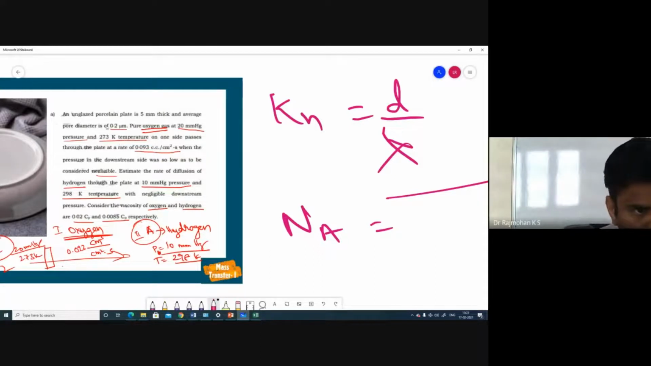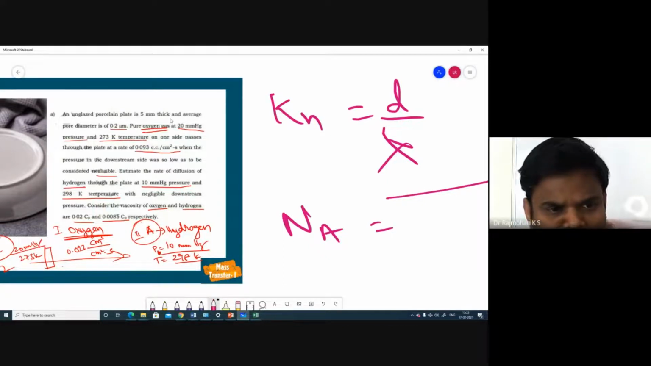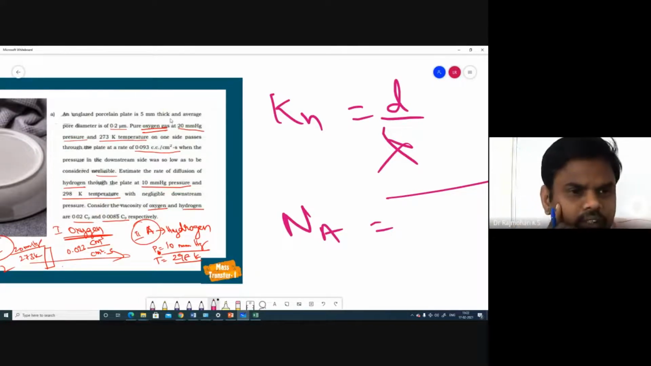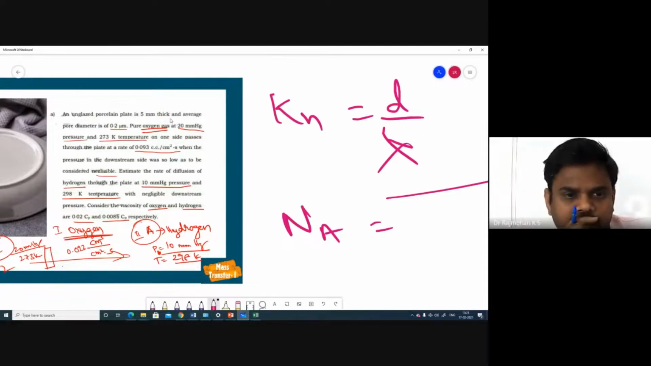I repeat the question. An unglazed porcelain plate is 5 mm thick and the average pore diameter is 0.2 micrometers. This data is common for both cases, oxygen as well as hydrogen. For pure oxygen gas at 20 mm mercury, so it is pure oxygen. That means your partial pressure is equal to total pressure. Total pressure is 20 mm mercury.